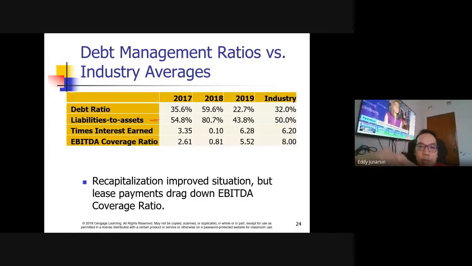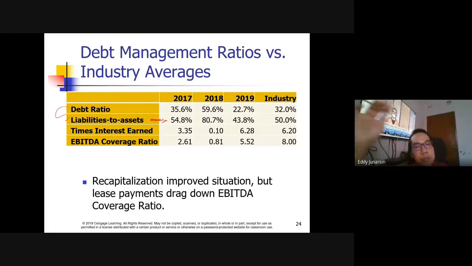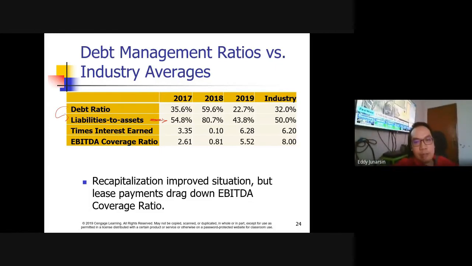I'll start using the liabilities ratio. Let's assume that the debt ratio, of course, they're different, but for the sake of brevity, for the sake of our current analysis, we just simply focus on the liabilities ratio as a whole. So you see the trend here is it increased sharply in 2018, but went down again in 2019. And the industry average is actually 50%.